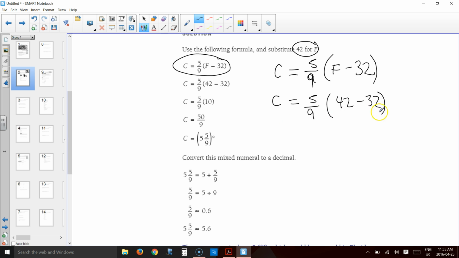And then from there, you take a look at what is on there. Is there any operations that we can do? We can do a subtraction here. So let's do that subtraction. So the subtraction is 10. 42 minus 32 is 10. And bring the rest down. Make sure that you bring everything in the formula down to the next line.